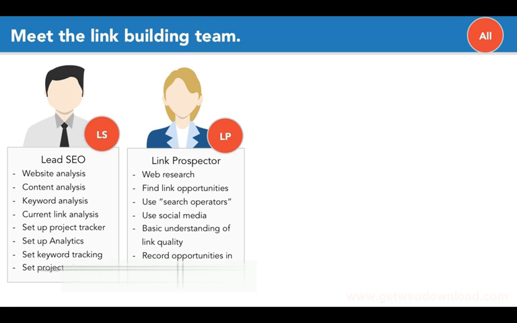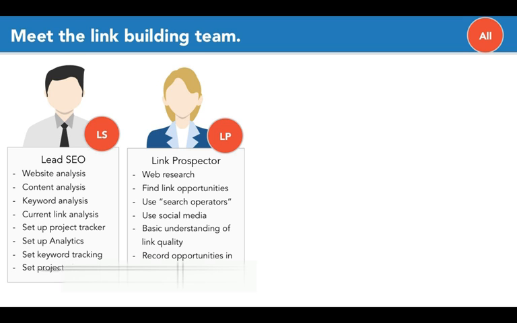And they're going to use a number of places to find these opportunities. Like I said, there's search engines, there's social media, there's also some tools that we'll get into later. But this person also needs to have just a basic understanding of link quality. Pretty much that means just knowing how to run Majestic SEO and understanding if the website is a piece of crap or if it's a good prospect.